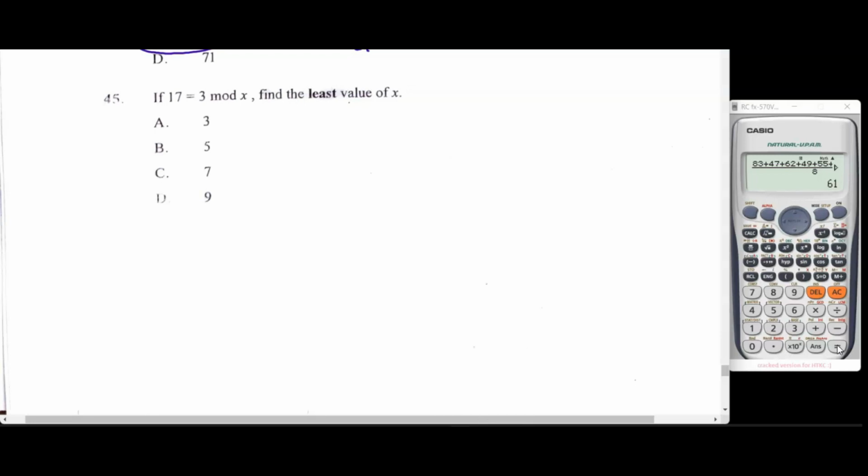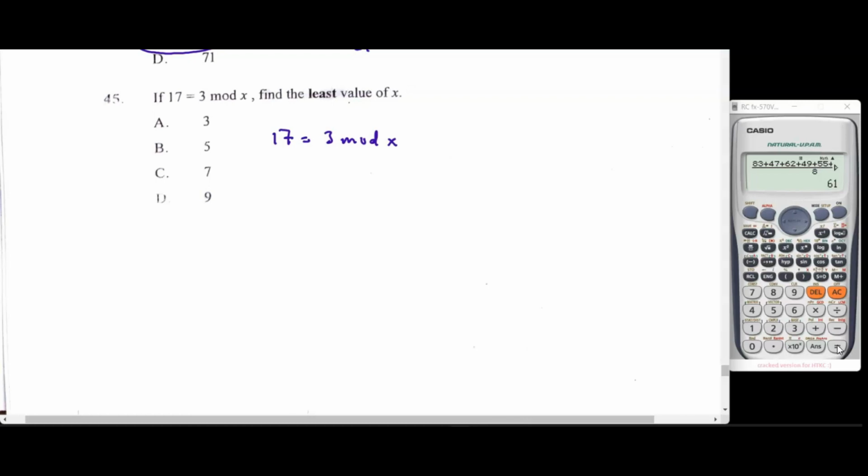Now we have a very interesting question here. It says that 17 is equivalent to 3 mod x. Find the least value of x. Very nice question under modulo arithmetic, equations involving modulo arithmetic. So the strategy in determining the mode, I always advise students to work out first, is to simply write an equation by adding the mode to the remainder.